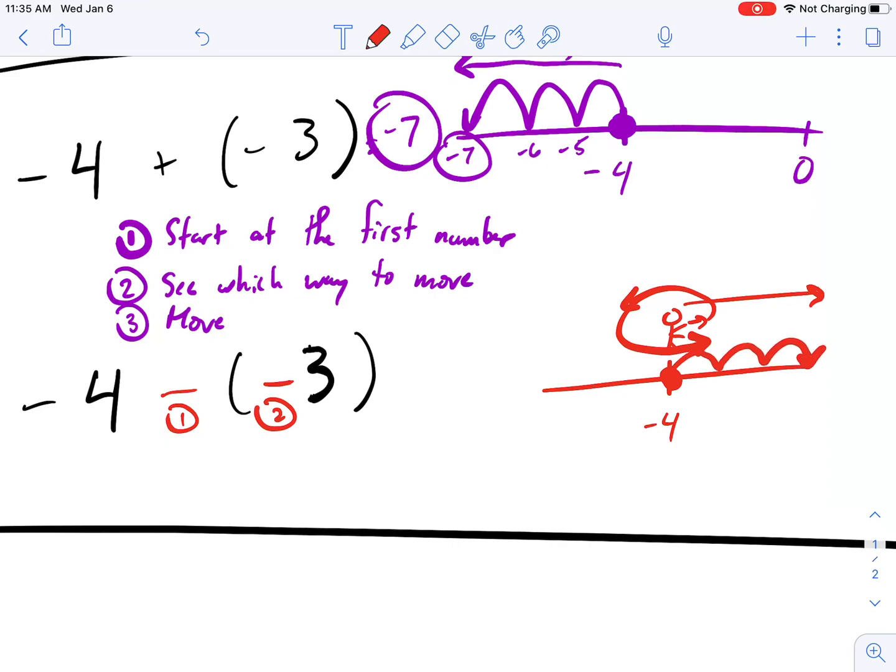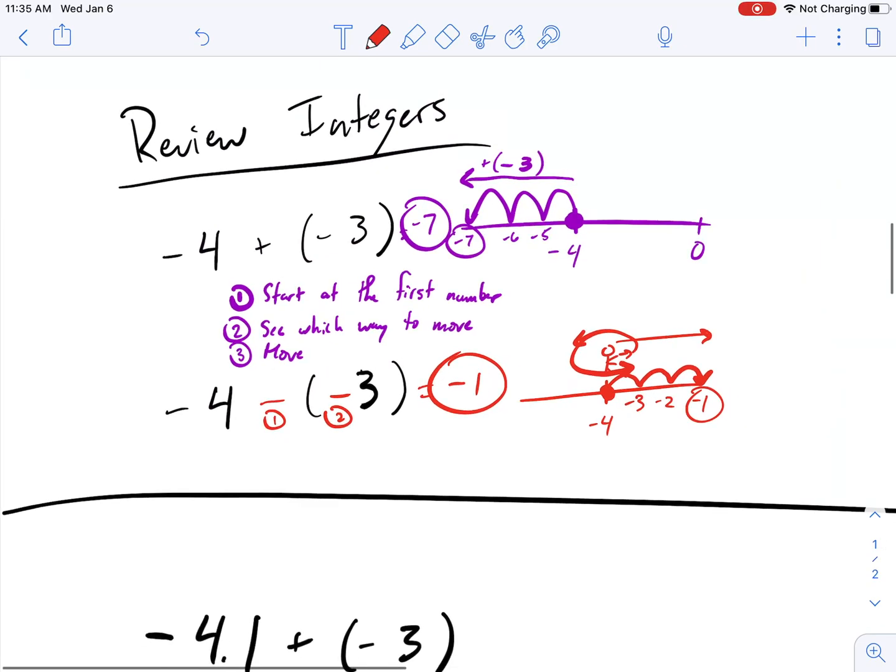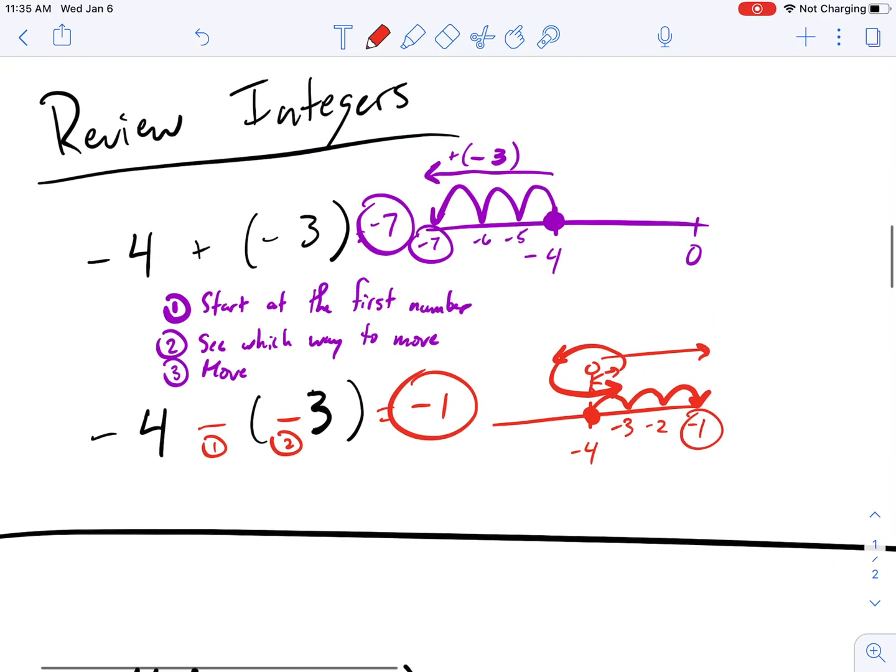Then we'll move 1, 2, 3 spaces, okay? Now you just need to know what comes next on the number line. So here's -3, -2, -1. So -4 minus -3 is -1, okay? All right, so that's a little confusing. If you need to review that, I've made videos in the past going over that.